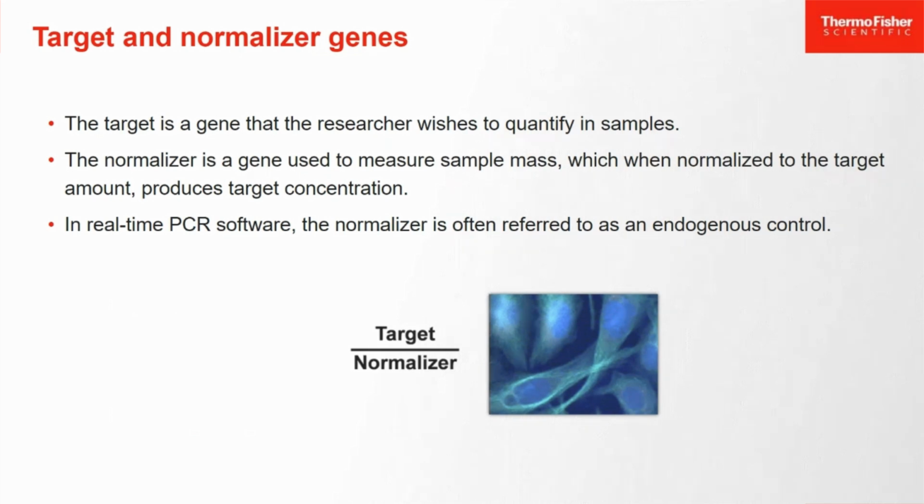I'd like to define some terms. A target is a gene that the researcher wishes to quantify in samples. Typically, real-time PCR is used with biological type samples, so we need to know sample mass in order to calculate target concentration. And typically, researchers will use a gene to measure that sample mass and then normalize the target to sample mass. So we can call that gene a normalizer. There are other terms too, a control gene, endogenous control, some people call it a housekeeping gene. In our real-time PCR software, normalizer is often referred to as an endogenous control.